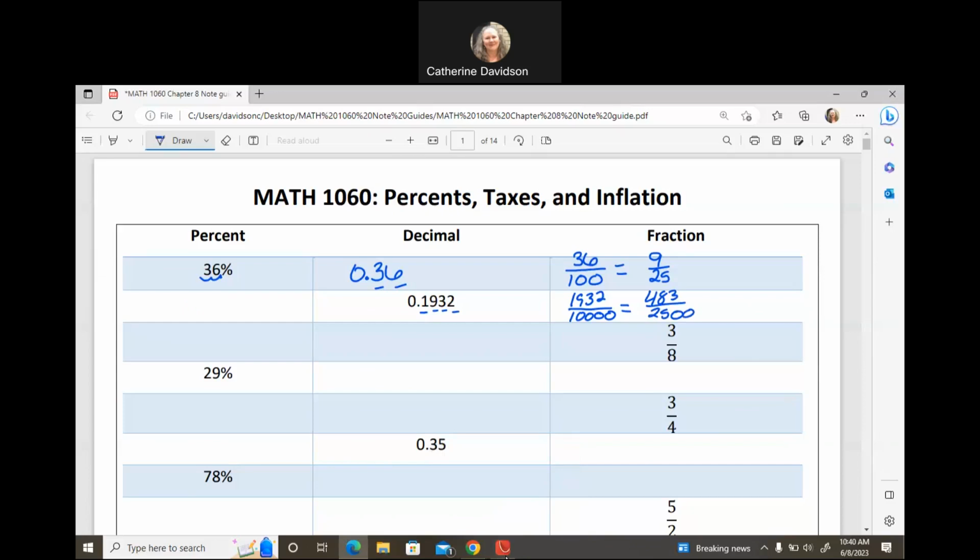Now to go from decimal to percent, there's a couple ways. You can move the decimal 2 places to the right, or you could multiply this number by 100, which just moves the decimal 2 places. So it's 19.32%.